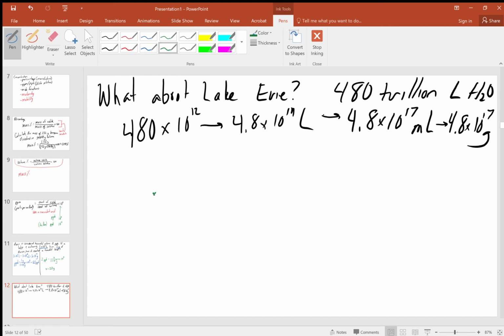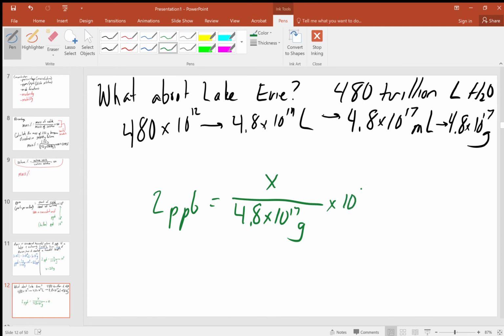So now we can say 2 parts per billion is equal to X over 4.8 times 10 to the 17 grams of water, that's our solvent, times 10 to the 9th. Solving for X tells us that in order for Lake Erie to reach a harmful level, it would have to contain 960 million grams of dioxin.